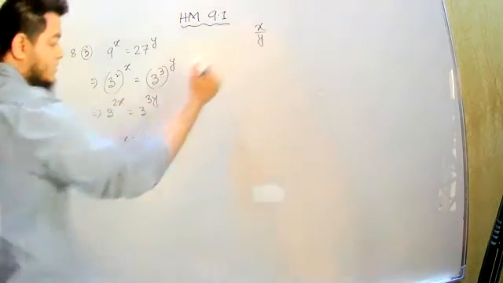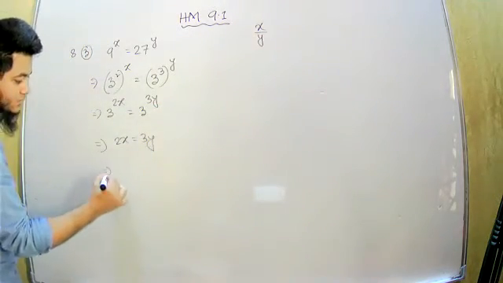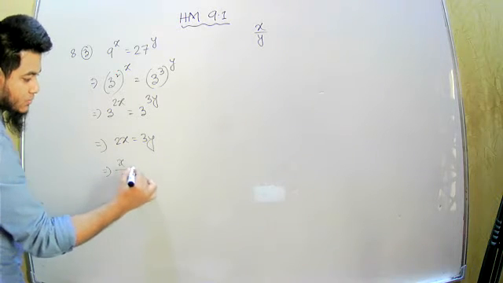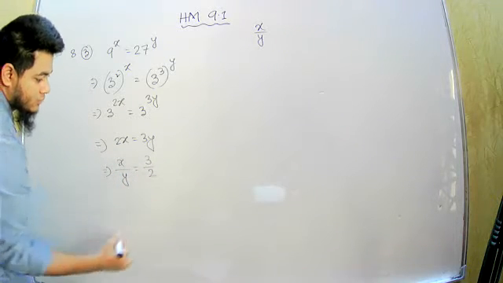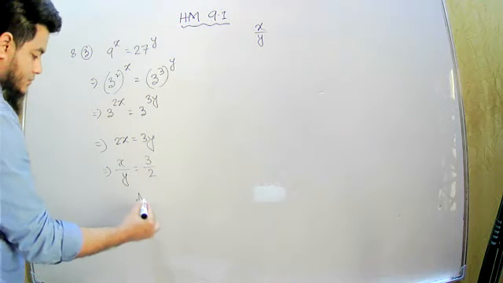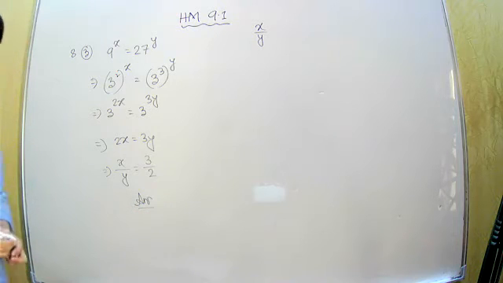We have to find the value of x divided by y. So we will change the side of this y. X divided by y is equal to 3 divided by 2. So that is our answer. These are very simple problems, okay?